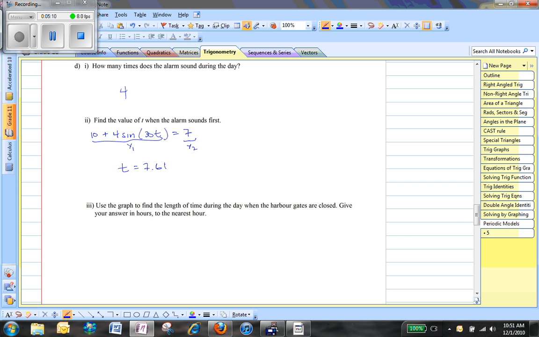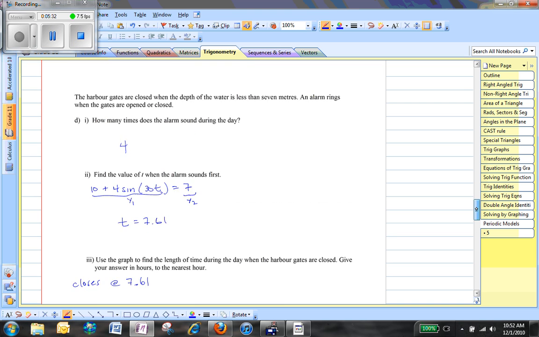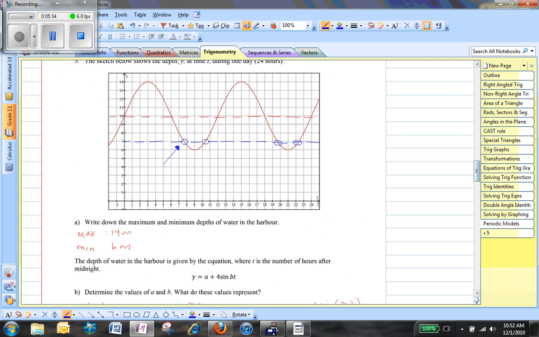It then says use a graph to find the length of time during the day when the harbor gates are closed. Give your answer to the nearest hour. Well, I know that the harbor gate closes at 7.61. I've got to find out when it opens. So basically, I have to find out this time.